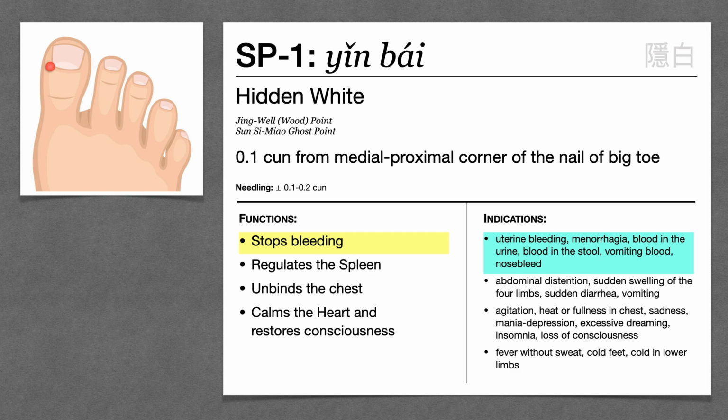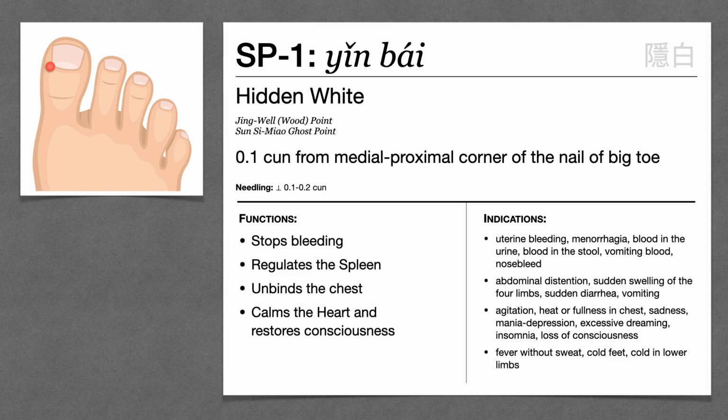But even though it's most commonly used for uterine bleeding, it turns out that spleen 1 can be used for bleeding anywhere in the body due to any cause. So nosebleed, vomiting blood, blood in the urine, or blood in the stool. For bleeding due to deficiency, you can use moxa on spleen 1. For bleeding due to heat or excess, you can prick to bleed spleen 1.